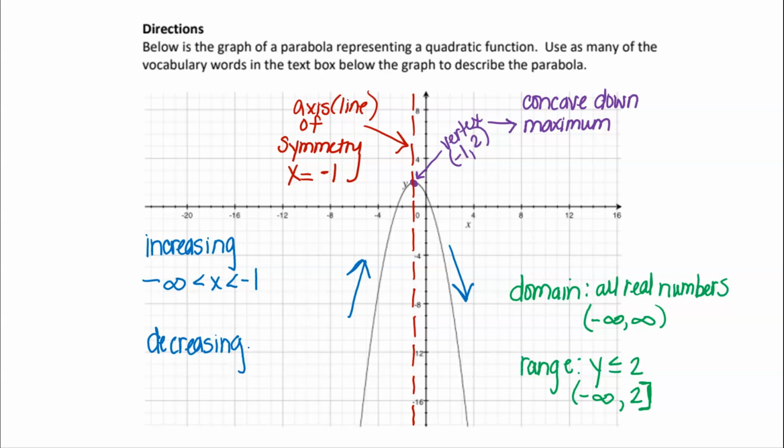from -1. Now the vertex is not included in the increasing or the decreasing. That is what we said yesterday was that turning point. So the decreasing is -1 is less than x is less than positive infinity. So again, that axis of symmetry is going to be that dividing line for your increasing and decreasing, depending on which way it opens up. Now you have all of this vocabulary to write a description in complete sentences about this graph. You honestly need more than the 3 lines on the paper to describe all of this. So just make sure you're writing a complete paragraph.